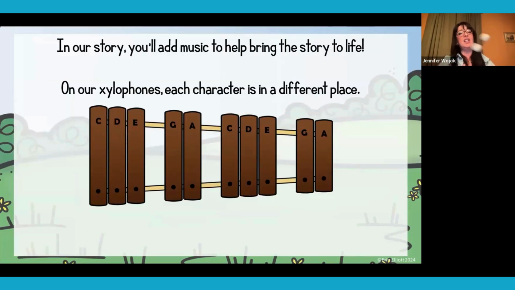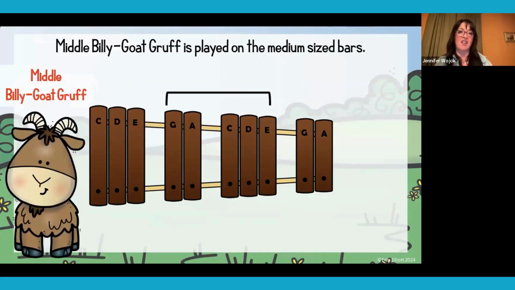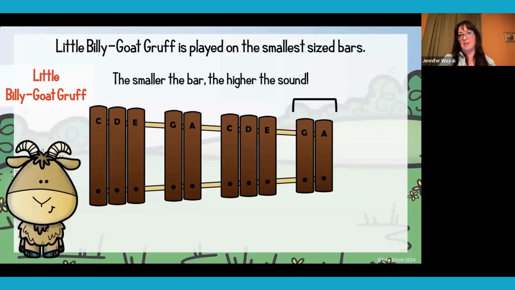Okay, and then say, we're going to use the music to help bring the story to life. And in our story today, each character has a different sound. So we would say, okay, our middle Billy Goat Gruff is played on the medium-sized bar, and we give them that G to E, without the note B there, and say, okay, so we're going to play the Billy Goat Gruff like this. And make it sound. And then the smaller the bar, the higher the sound. So the littlest Billy Goat Gruff is going to be all the way up at the top of the xylophone.